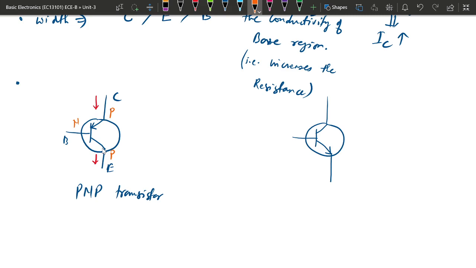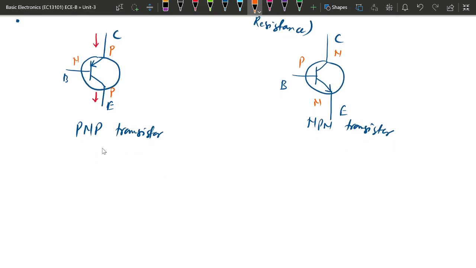Similarly, in case of NPN transistor, the current direction is here. So this is your collector, this is emitter, and this is base. The current direction showing this way means from P to N, the current will be flowing from P to N side. So this is your PNP and NPN transistor. This is the symbol of the transistors.